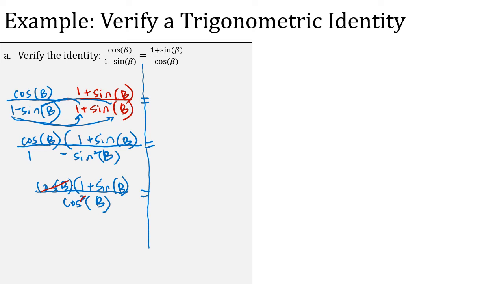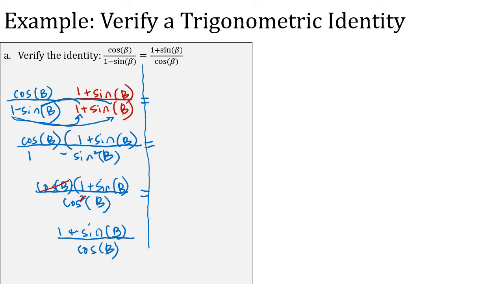That's going to leave me up in the numerator with 1 plus the sine of beta, all over cosine of beta. And sorry, my pen did a weird thing with that sine of beta. Let me rewrite that. So 1 plus the sine of beta up on the top.